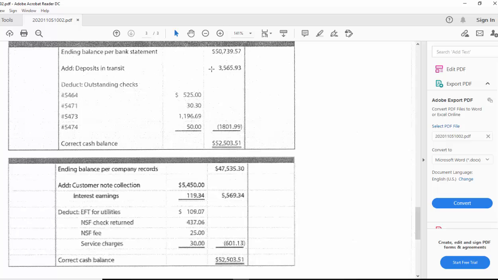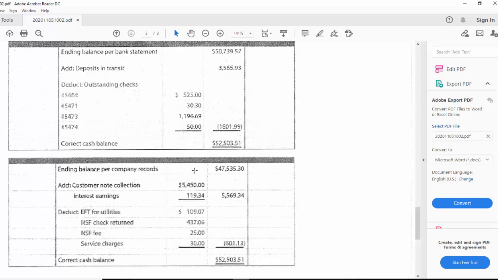Because if the bank knew about this deposit in transit, it would have been reflected in the number here. And if they knew about all those outstanding checks, they would have subtracted those out. So the balance that was on the bank statement would have been $52,503.51 if the bank had a crystal ball and was aware that these checks were floating around and that this deposit in transit was made too late in the day to show up to be posted on that date.